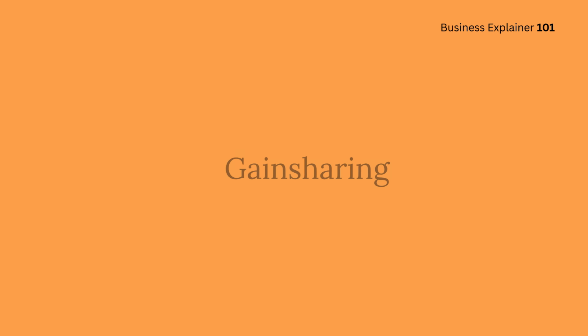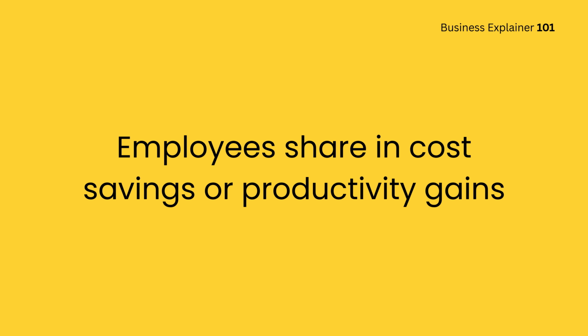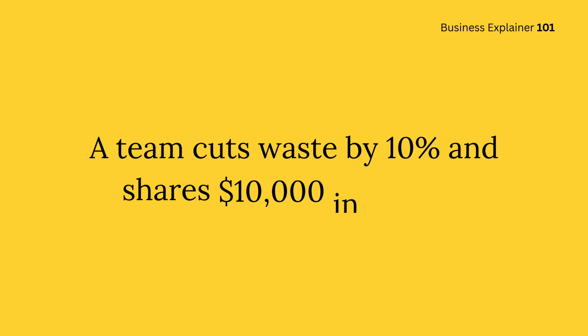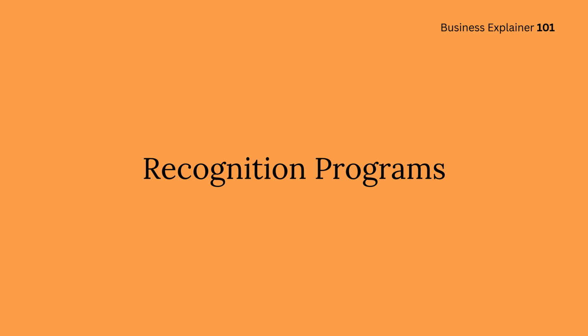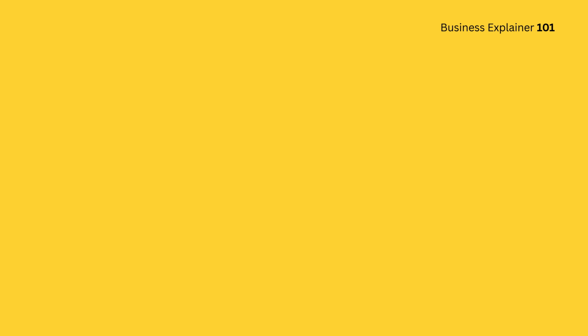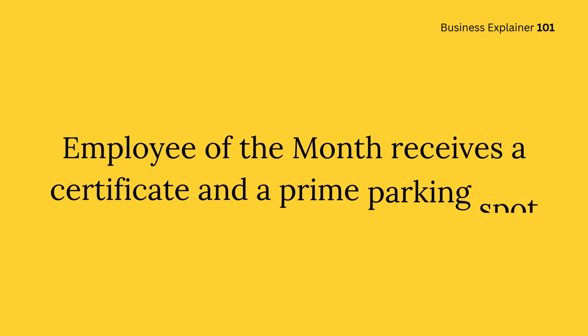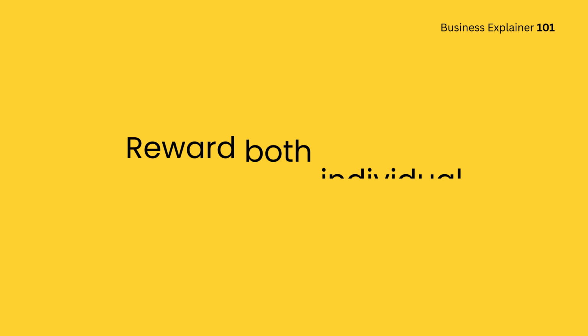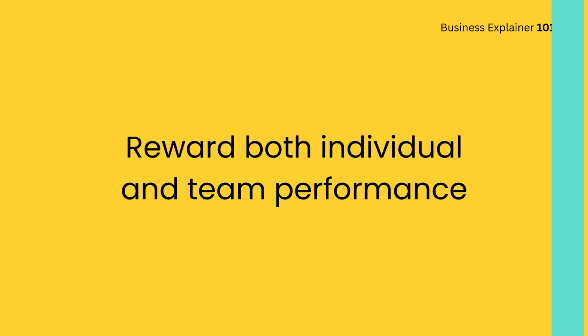Gain sharing. Employees share in cost savings or productivity gains. Example: a team cuts waste by 10% and shares $10,000 in savings. And recognition programs. Non-monetary rewards for achievements. Example: Employee of the Month receives a certificate and a prime parking spot. To apply these methods effectively, here are some recommended best practices. Set clear KPIs. Be transparent. And reward both individual and team performance.